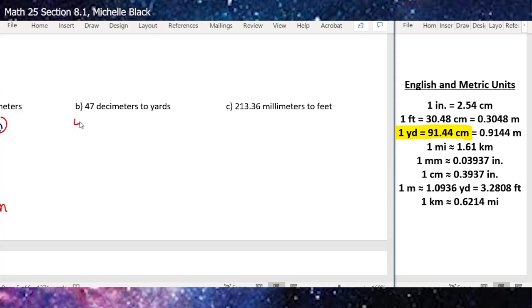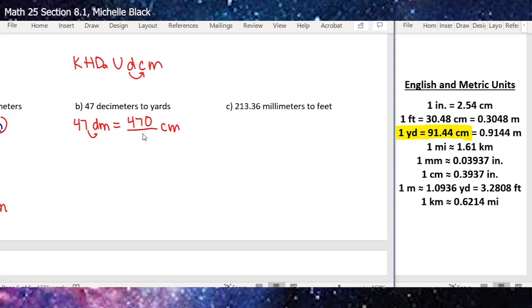Well, we know how to go from decimeters to centimeters, using our prefixes. So decimeter is the D and centimeter is C, so I just need to move that decimal point 1 time to the right. So if I move that over once and fill that in with the 0, I get that 47 decimeters is the same as 470 centimeters.